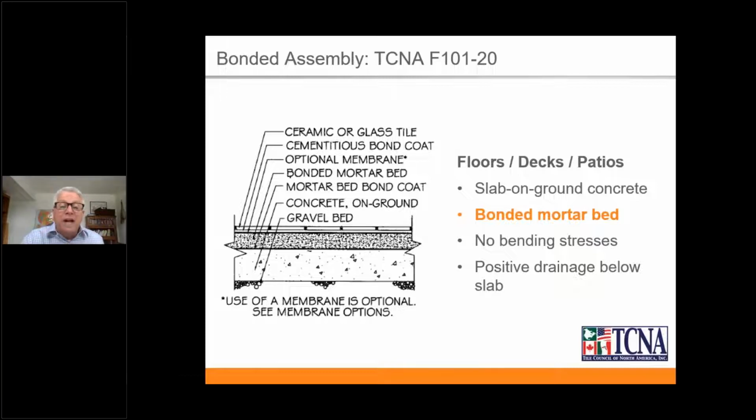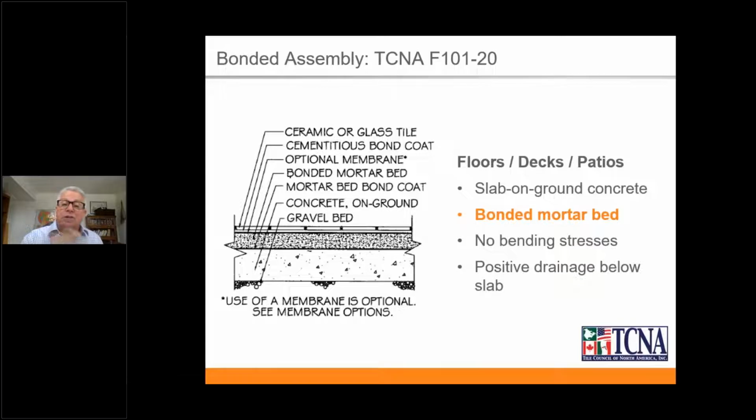The mortar bed is actually bonded to the concrete slab. And when it talks here in the book about where you would actually use that, it does say for exterior slab on ground construction, where no bending stresses occur and positive drainage below slab is provided, for examples, floors, decks, or patios. This is an area where leveling, flattening, or contouring of finished floor height is required.